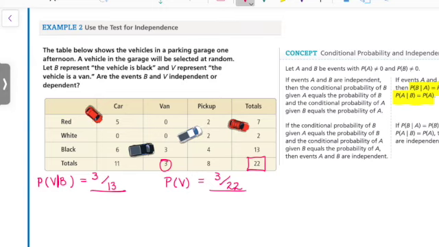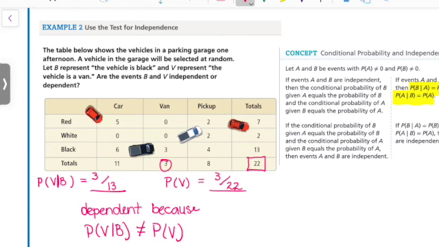Now notice these are not equal, right? So 3/13 is not the same thing as 3/22. Therefore I can say that these are dependent, because the probability of V given B does not equal the probability of V.